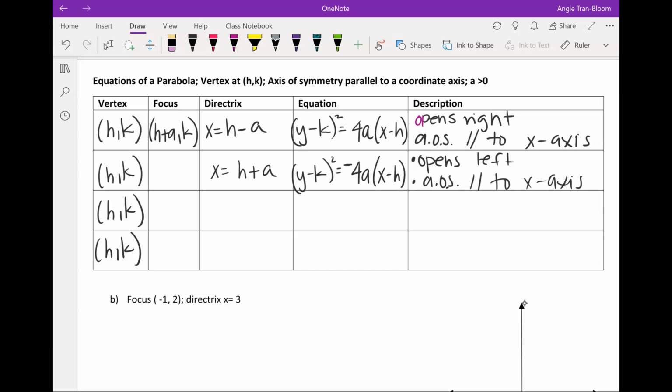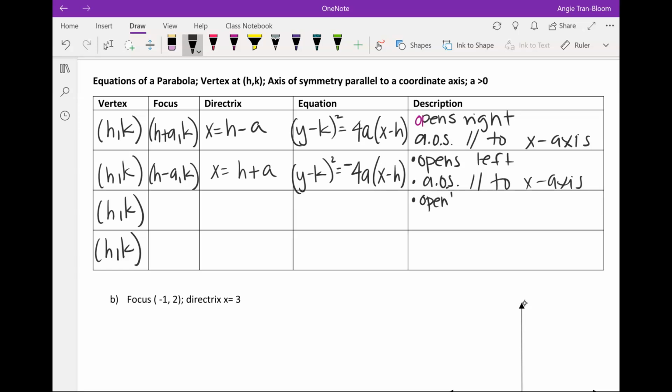So that means the focus is on the left side of the vertex. So you're going to take the h minus a comma k. Can you visualize this now? Okay. All right. Opening up and down is what you guys have been studying since Algebra 1. So this is not any different.